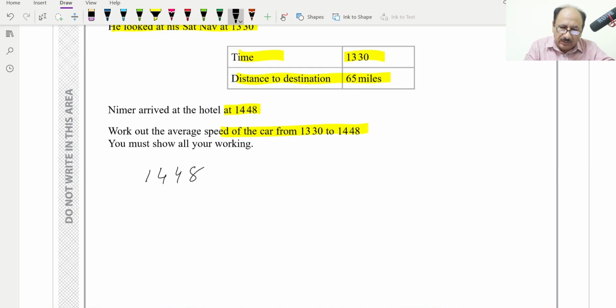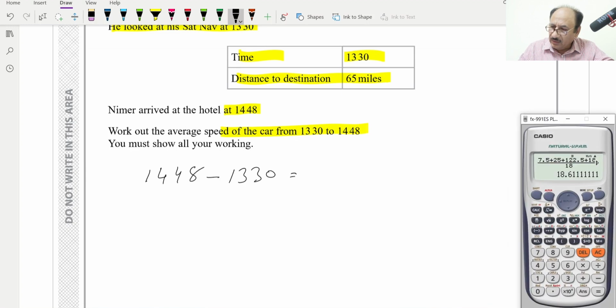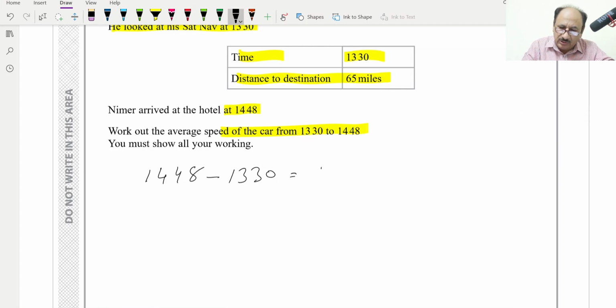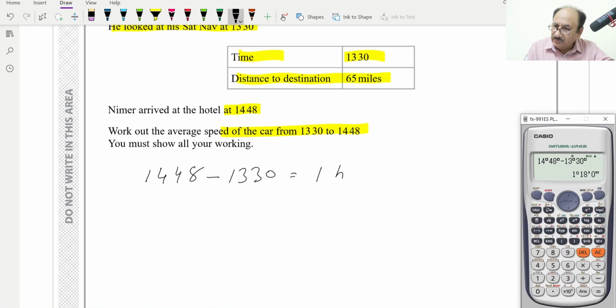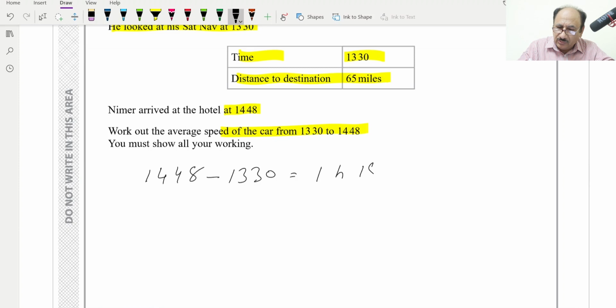14:48 minus 13:30. This difference we have to calculate, and we can calculate 14 hours 48 minutes minus 13 hours and 30 minutes, and this will be equal to 1 hour 18 minutes. So we can write 1 hour and 18 minutes, like this.